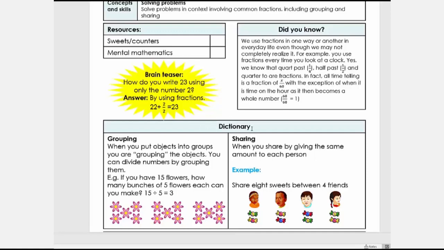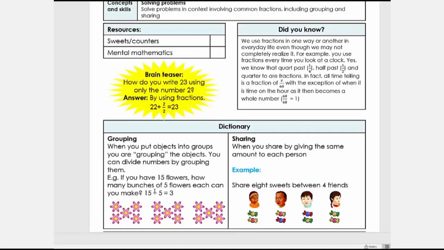Then we're going to look at our dictionary. Our dictionary today has words like grouping and sharing. I just quickly want to go over this because it's very important. Grouping is when you put objects into groups, we are grouping the objects. You can divide numbers by grouping them.